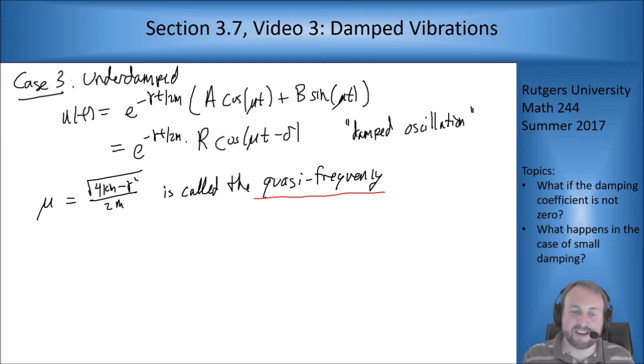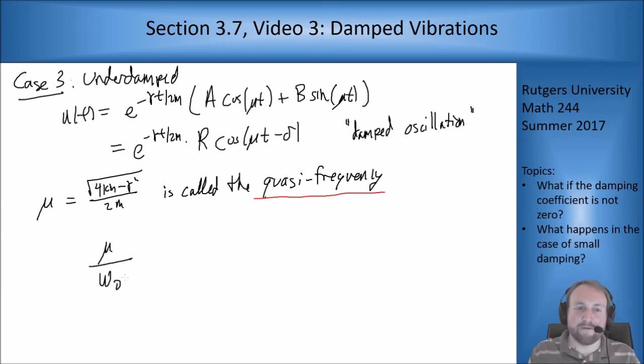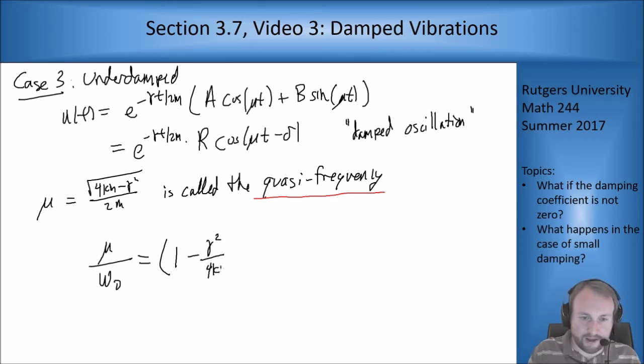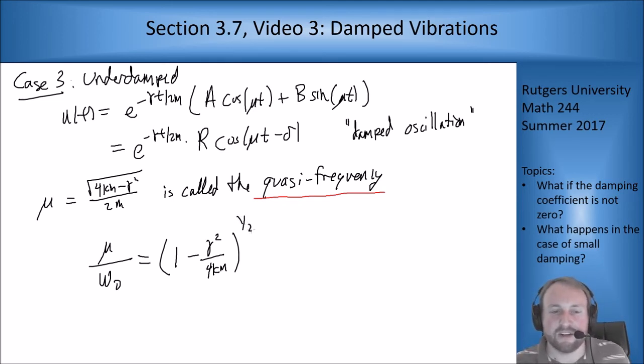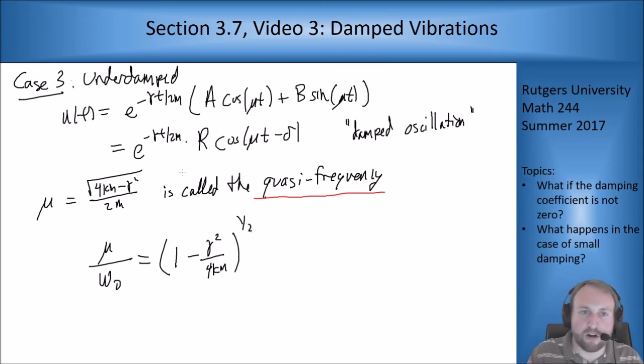And to get an idea of what's going on, let's compare this to the frequency for undamped motion. So what I want to do is look at mu divided by my undamped frequency, omega 0. And if we work all this out, this becomes 1 minus gamma squared over 4km, to the 1/2. So it's slightly less than the frequency from the original case, right? Our new frequency is this times something, 1 minus something positive, so it's going to be slightly less than our original frequency. So it's going to slow down a little bit in the oscillation, but not too much, especially if gamma is small. And really, when you're talking about an underdamped system, you're talking about a small damping coefficient gamma. So this is for small gamma.